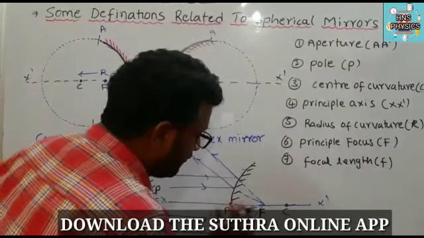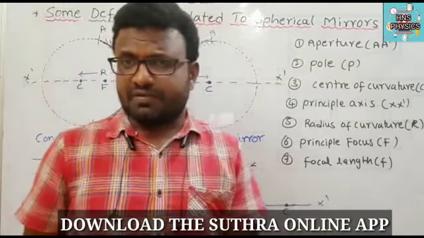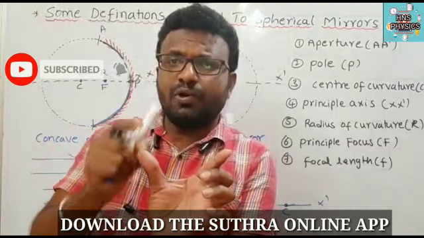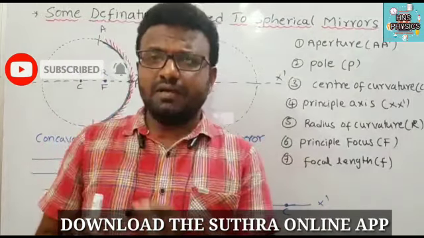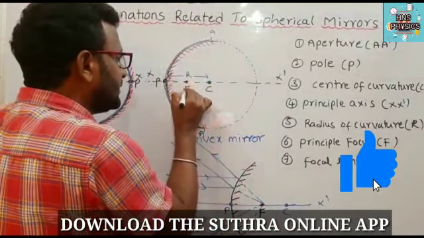Here also, pole to focus, how much distance is there? The same distance will be there from focus to center of curvature also. That means the focus lies exactly between the pole and the center of curvature of the two mirrors. So that is called the principal focus. If you write here also, this is called the principal focus.